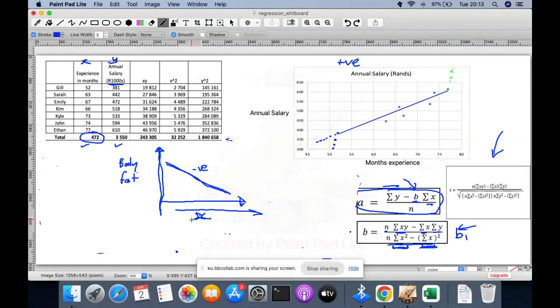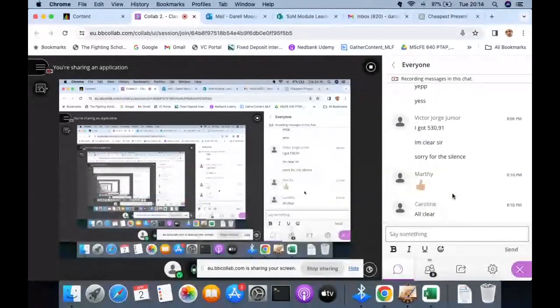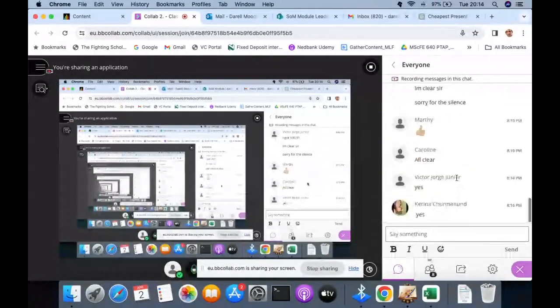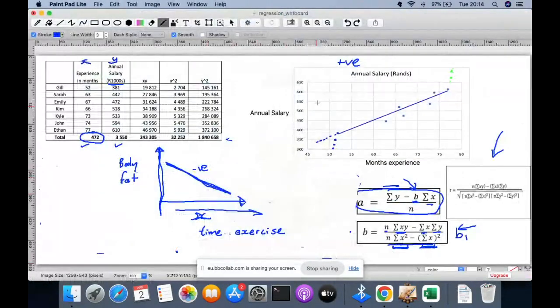So the example I gave you was the time spent exercising versus your body fat. Okay, but does everyone understand the example I'm giving you for negatively correlated data and what I mean by that? So you get positively correlated and you get negatively correlated.